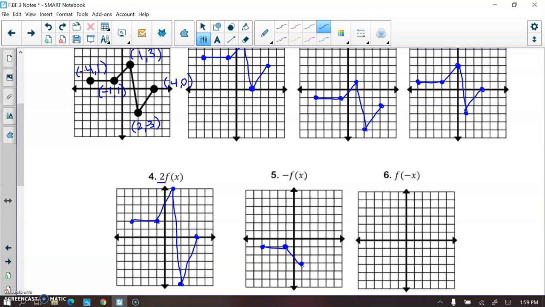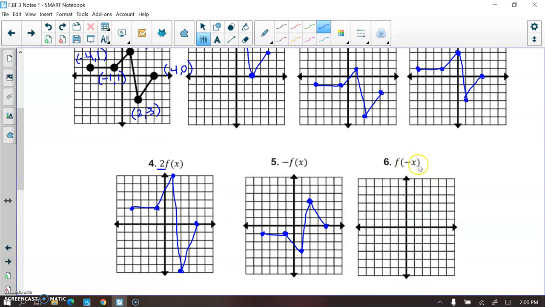The point 2, -3 is now going to become 2, 3, because my y value was originally negative. So the opposite of it is going to be 2, 3. And then 4, 0 is not going to change, because the opposite of 0 is just 0. So that's what my new graph looks like.